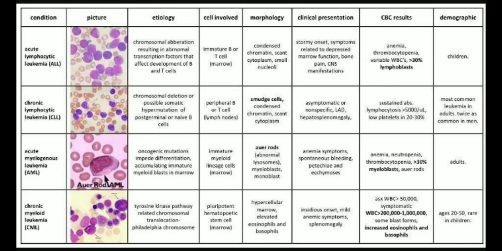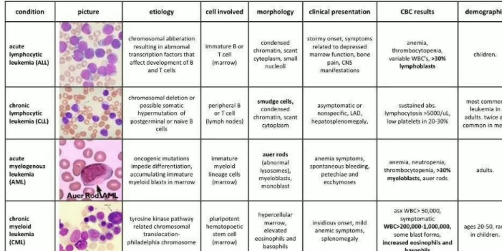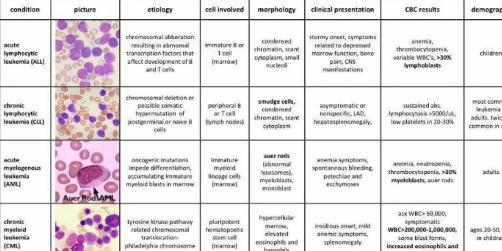Acute lymphocytic leukemia is the most common leukemia of childhood. This acute lymphocytic leukemia affects the lymphocytes, which are immature B or T lymphocytes in the bone marrow, that is the cells involved. The etiology of this is mainly genetic, chromosomal aberrations resulting in abnormal transcription factors in the bone marrow, resulting in abnormal proliferation of B and T lymphocytes.